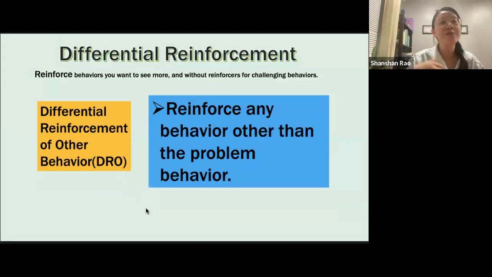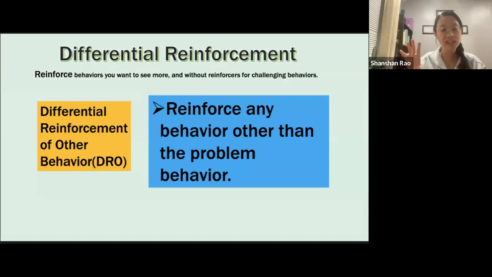Okay, DRO, differential reinforcement of other behavior. So you reinforce any behavior other than the problem behavior. For example, if the problem behavior is screaming, right? Then I will give him a compliment every time he's not screaming. If he's just playing with a car, I say, oh, good job. You are so quiet. You're playing with a car nicely. If he's quietly watching iPad, I say, oh, good job. You're watching Cocomelon? Great job. You're so quiet. So, you just reinforce everything except the problem behavior.